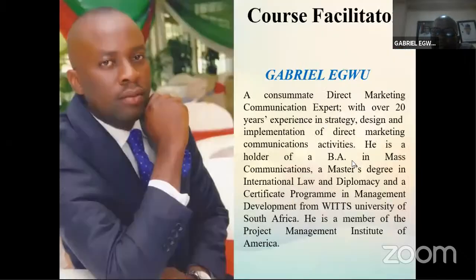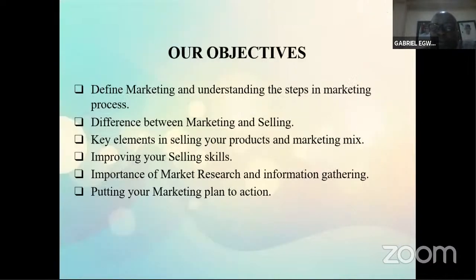Our objectives for looking at these two aspects of the product life cycle include to define marketing and to understand the steps we take in the marketing process. We also seek to know the difference between marketing and selling. We'll be looking at key elements in selling our products and the marketing mix that we use to support it. And we'll look at how we improve our selling skills, then the importance of research and information gathering as it has to do with marketing and sales. After all that, how do we actualize our marketing plan, the one we're going to go through today, and put it to use to make sure that we sell our products effectively?